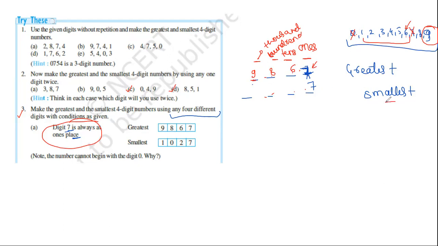In order to make it the smallest, I'll pick the smallest number, but except 0. So I'll pick 1 over here. I'll write 2 over here, and I'll write 3 over it, right? But as 0 cannot come on the first digit, but it can come on the second place, right? It can come. Okay. So this is true when 0 is not given, but 0 is given. So I'll write it in this way: 1, 0, 2, 7. Okay. This is my smallest. So this was about this.